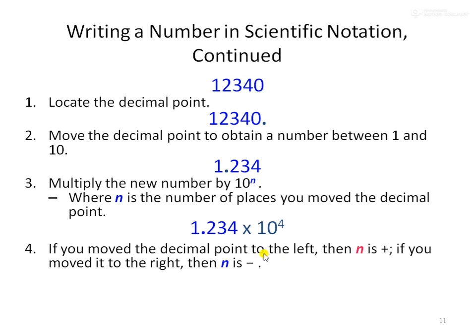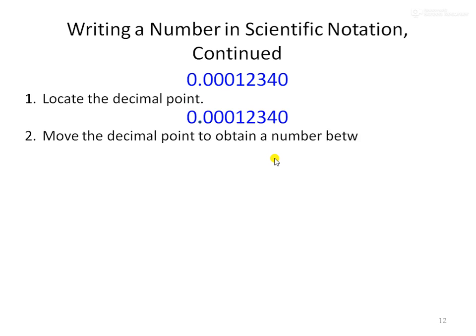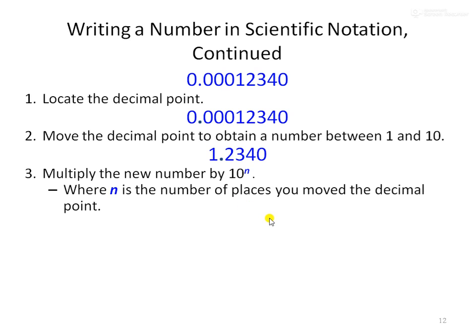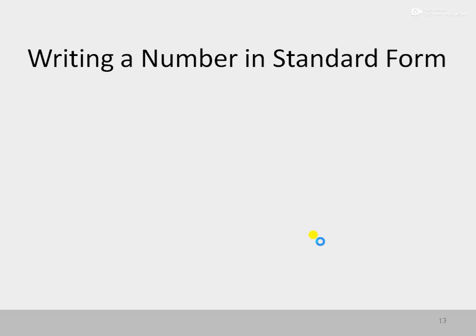Now if you move the decimal point towards the left, then n is positive, and if you move it towards the right, then n is negative. So we can take another number. In this case, since this number is less than 1, you are moving the decimal point towards the right. So locate the decimal point, then move it. You have moved this decimal point by 1, 2, 3 and again 4 places, towards the right, so obviously the power will be -4. So this is how it is done.